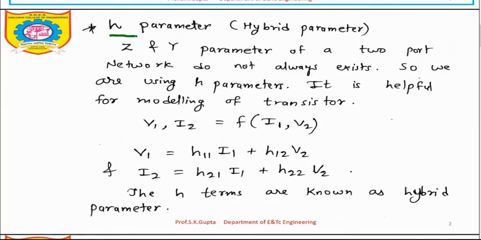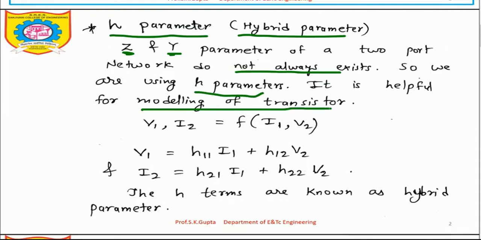Welcome all. So now the next parameter is the H parameter, also called the hybrid parameter. Now your Z and Y parameters do not always exist for some networks, so we are going for the H parameters. It is also very helpful for the modeling of transistors. That is one more purpose of the H parameter: transistors can be modeled with the help of H parameters.